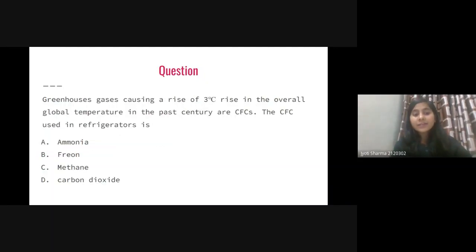Okay, then greenhouse gas causing a rise of 3 degree Celsius in the overall global temperature in the past centuries are CFCs. The CFC used in refrigerator is... So you have to tell me the name of that CFC, that chlorofluorocarbon that is being used for the refrigerator. Give me answer, freons. Rashmi gave me freon, Santosh gave me freons. Yes.